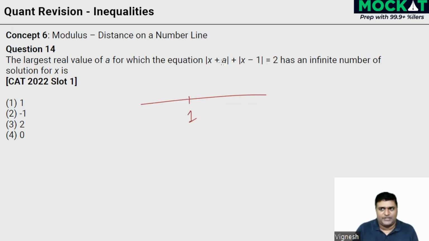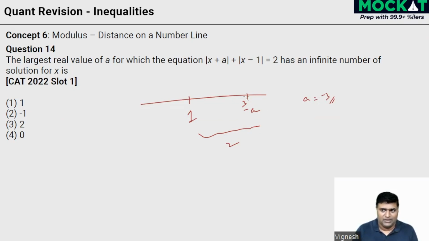And for modulus of x plus a, the critical point is minus a. Minus a, if I put over here, and the sum of the distances is 2. Infinite solutions means points have to be between them, between the two of them. So between the two of them, that means the distance is 2. If this is 1, this becomes 3. If minus a is 3, then a becomes minus 3, and that's not there.